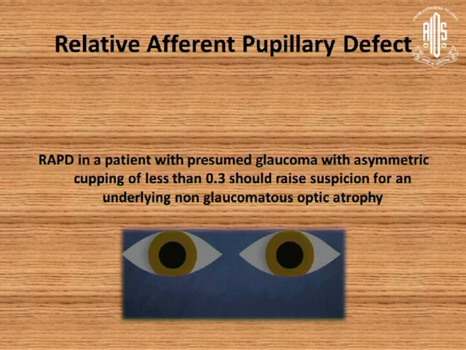RAPD is not something which we check for routinely in glaucoma patients. RAPD can be present in a glaucoma patient with an inter-eye disc asymmetry of 0.3 to 0.4. But if you have RAPD in a patient with presumed glaucoma with asymmetric cupping of less than 0.3, then this should raise suspicion for an underlying non-glaucomatous optic atrophy.